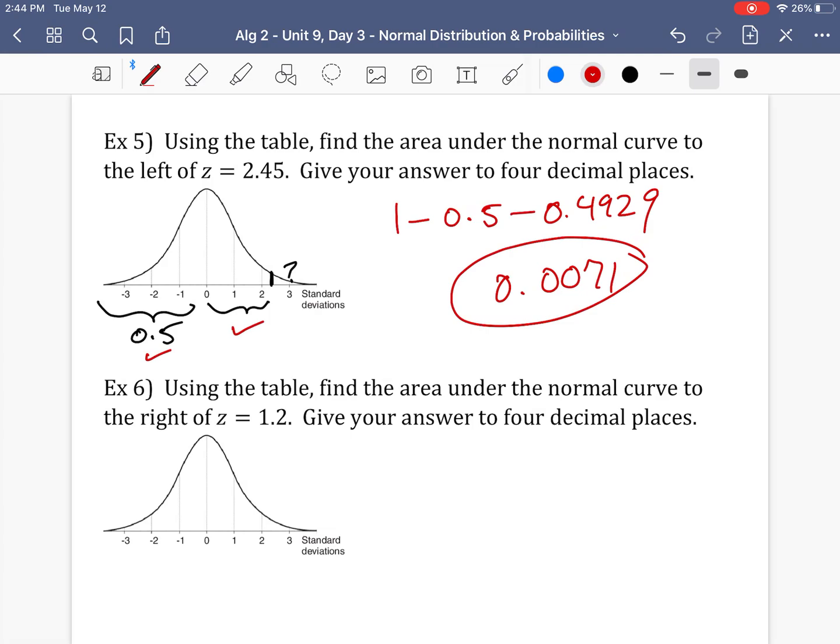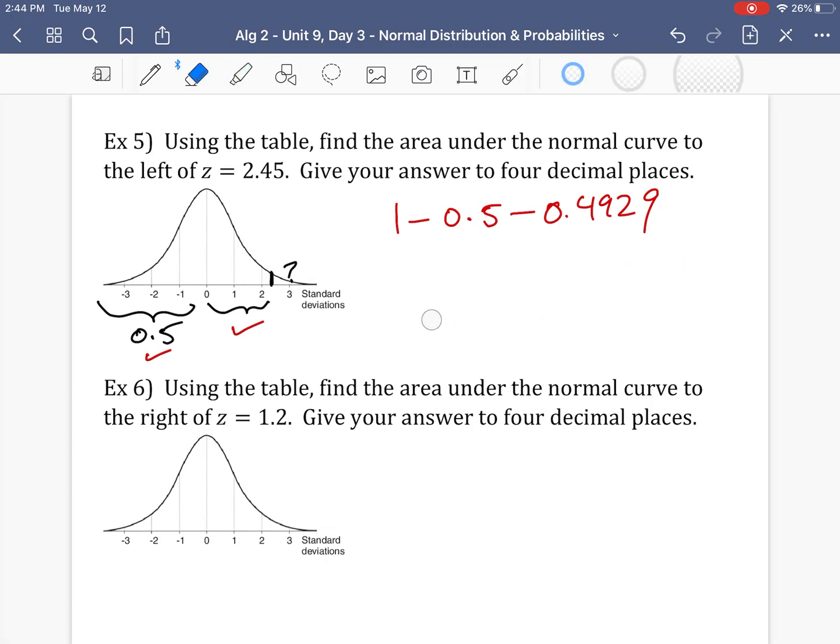Oh my gosh, I just realized I did example 5 wrong. I'm sorry, I was thinking it backwards and I don't want to start my video all over again. So erase that. Oh, my mistake. This one said to the left of 2.45. Oh, I got my left and my right mixed up.